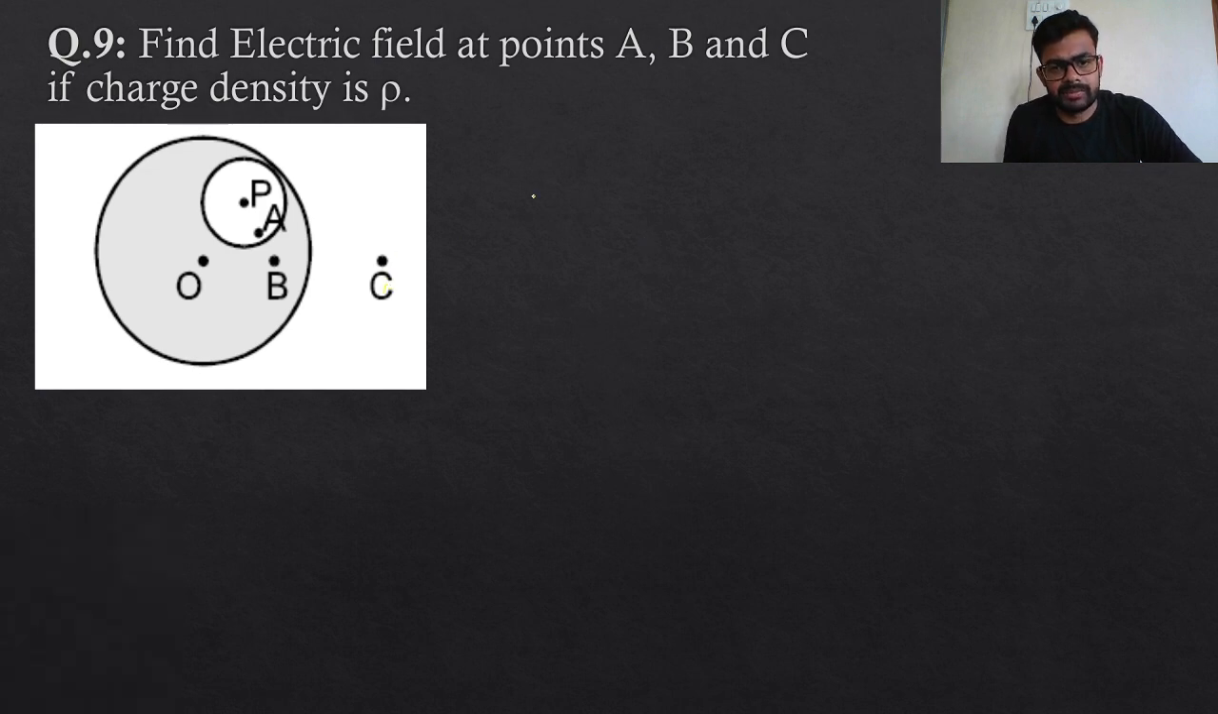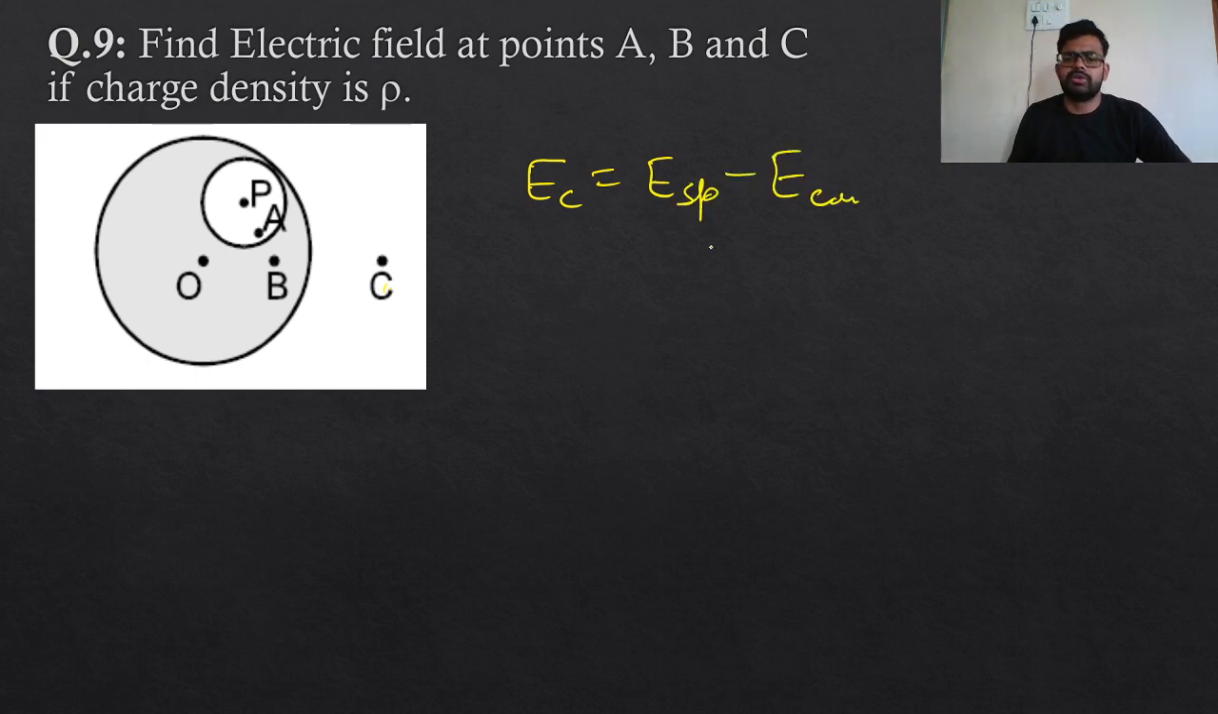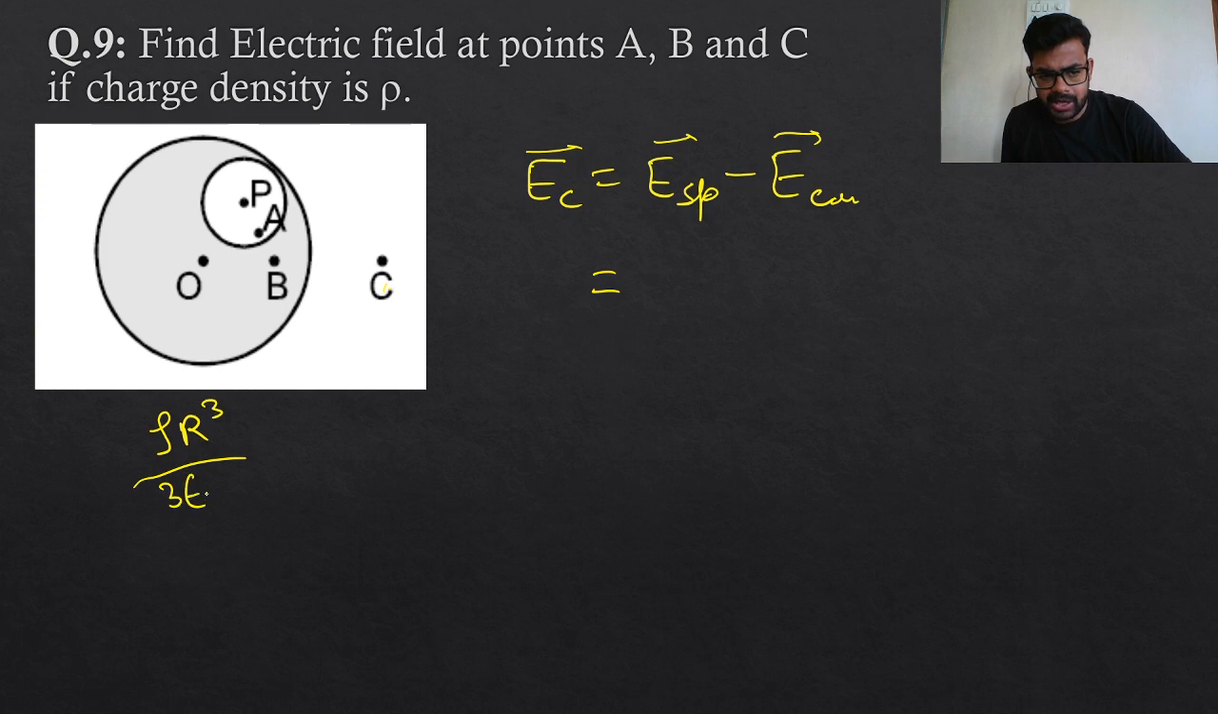E at point C, the electric field intensity at point C, is E due to complete sphere minus E due to cavity. This much you need to do. So how will you do it? I will write due to complete sphere. Whenever the point is outside the sphere, the formula will be rho into radius cube divided by 3 epsilon naught into the distance of center and point, meaning OC square. Or here I will write OC cap, so I can write it as OC vector divided by OC cube.